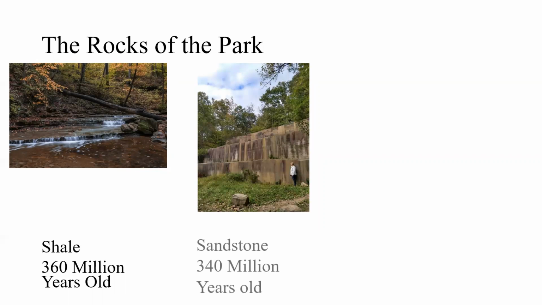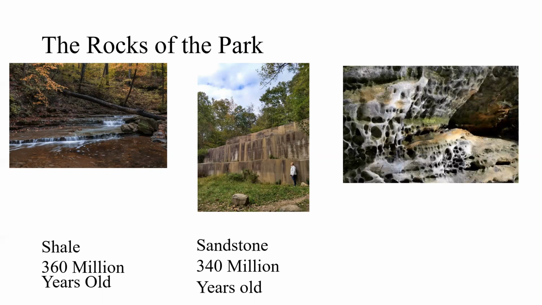Next, we have sandstone. Sandstone forms when sand underwater condenses into a very hard rock. And finally, we have a conglomerate, which is about 310 million years old. This conglomerate is formed when particles of other rocks, such as pebbles, bits of sand, dirt, and other material, combine under pressure.